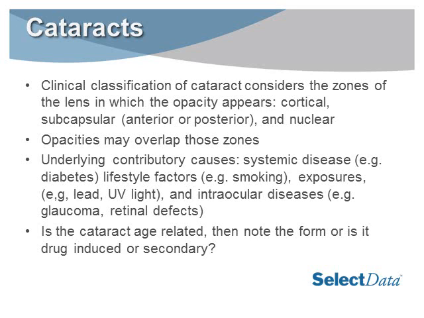Also with cataracts, clinical classification of cataracts considers the zones of the lens in which the opacity appears, whether it's cortical, subcapsular, either anterior or posterior, and nuclear. And obviously opacities may overlap those zones. You need to note underlying contributory causes, whether it's systemic disease, such as diabetes, lifestyle factors, such as smoking, whether there were exposures to lead or UV light, and whether there is other intraocular disease, such as glaucoma or other retinal defects.